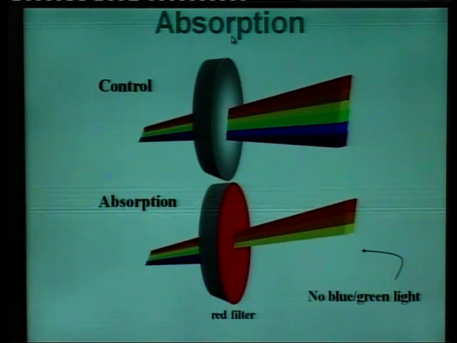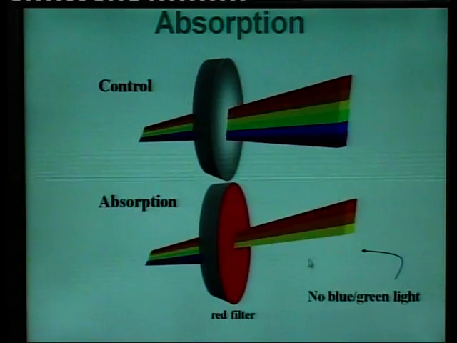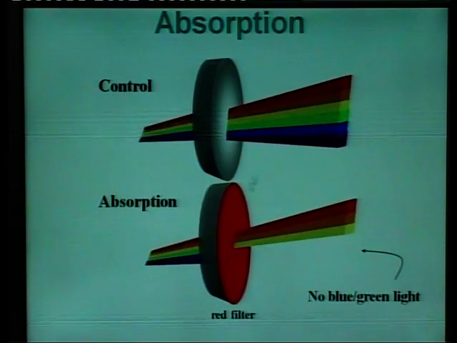Absorption is shown here, just see. In this light 7 colors are there, but when a red filter is placed in the path, what happened in absorption? After passing through this red filter, there is no blue and green light. This is what we mean by absorption. The blue and green colors have been absorbed by this filter.